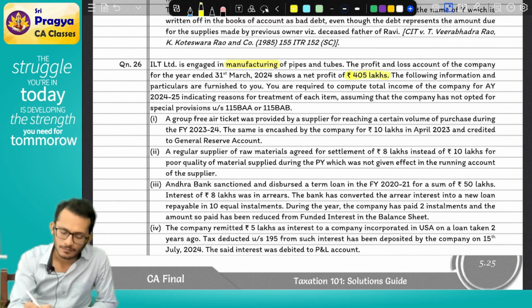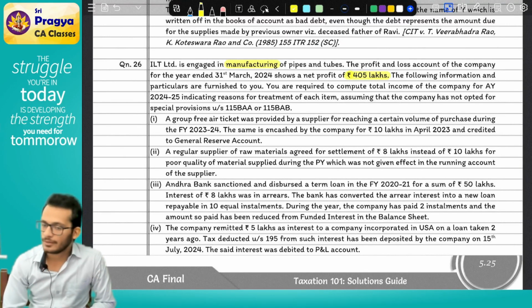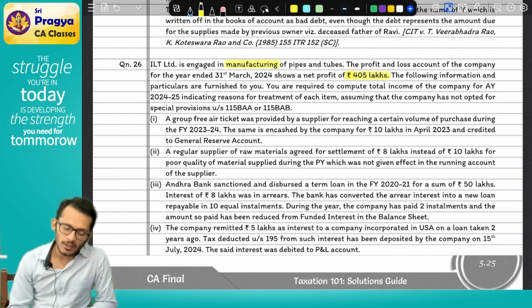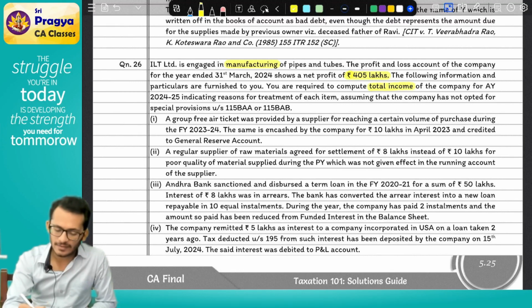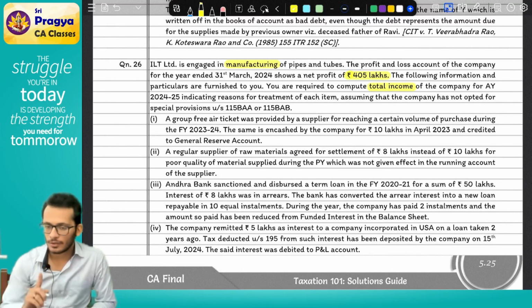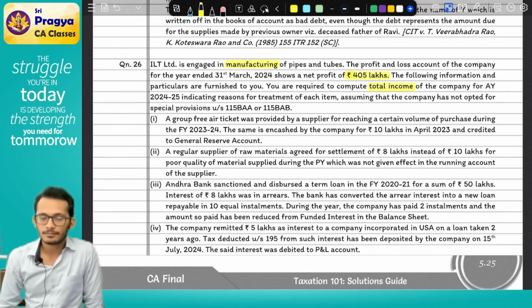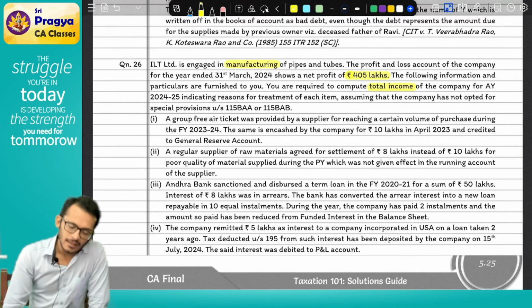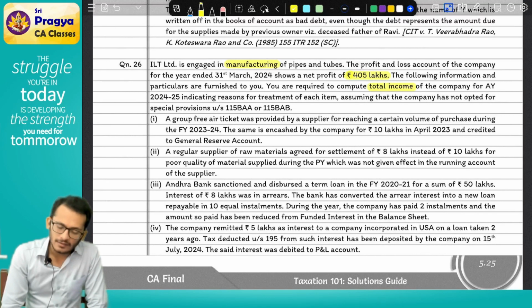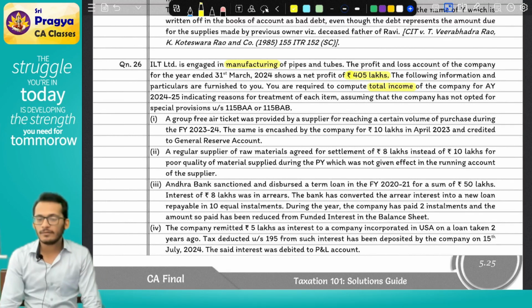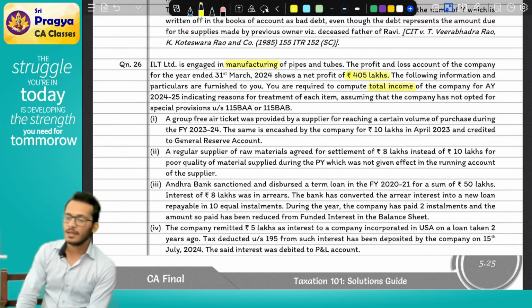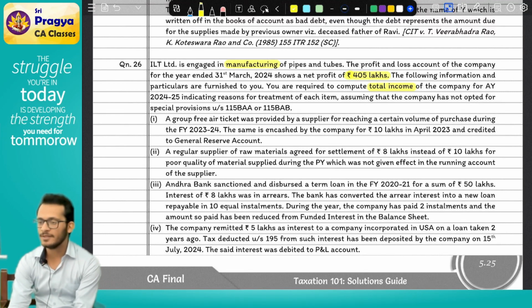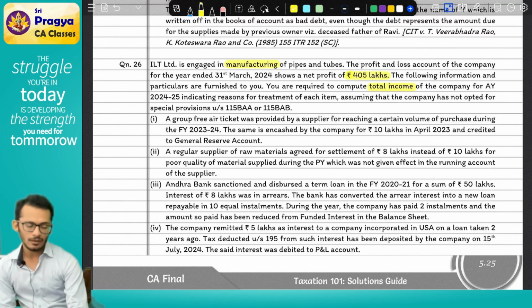This is your starting point. Next, the following information and particulars are furnished by you. You are required to compute the total income. What do they want? Understand, they don't want PGBP, they want total income. Golden rule number 1: identify the requirement of the question. Assuming that the company has not opted for 115BAA or BAB, which means you are doing normal provisions.